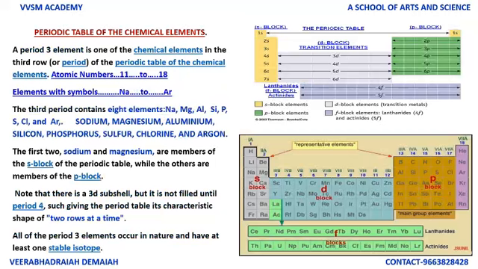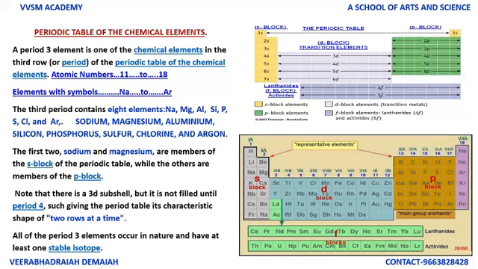Well friends, a period 3 element is one of the chemical elements in the third row, as I discussed already. Atomic numbers from 11 to 18, that is elements with symbols sodium, magnesium, aluminium, silicon, phosphorus, sulfur, chlorine and argon. The first, sodium and magnesium, are members of the S block elements of the periodic table, while the others are members of the P block elements.